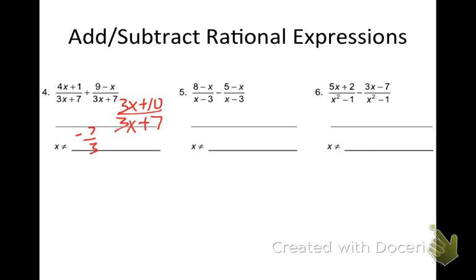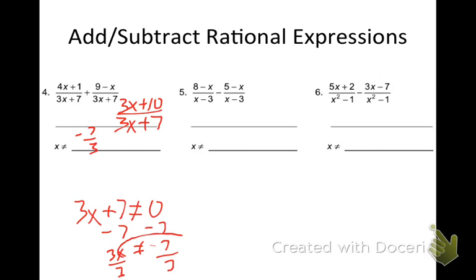And remember, that comes from the denominator cannot equal 0. So basically, if you had to, you could set the denominator saying it can't equal 0, and then just solve for x. So subtract 7. And you get 3x cannot equal negative 7. Divide that by 3. And that's where I get x cannot equal negative 7/3. Okay, remember, that just comes from the denominator cannot equal 0.